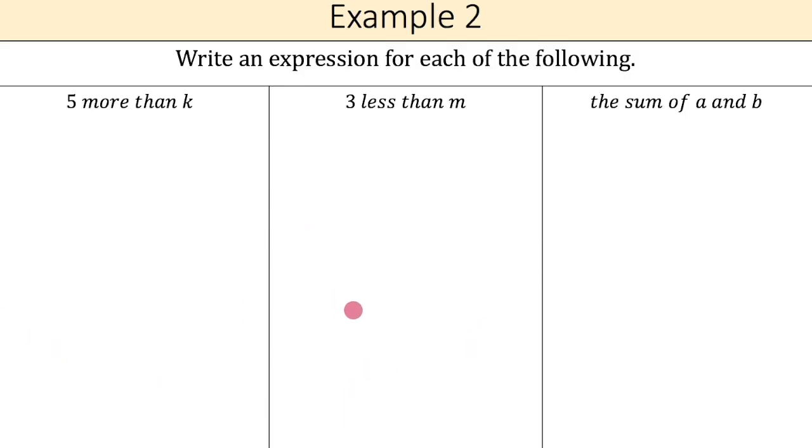Let's now go through a few more examples. So here we're being asked to write an expression for each of the following. So 5 more than k. So that's going to be simply k plus 5. Because it's 5 more than k.